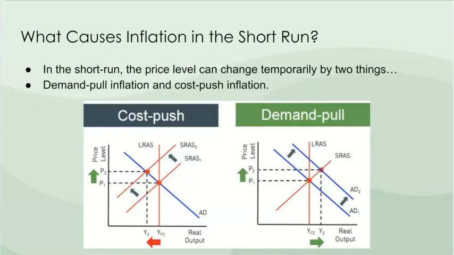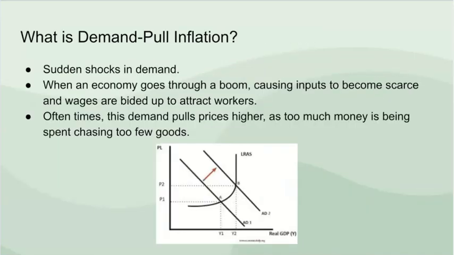So, as for inflation in the short run, the price level can change temporarily by two things. These two things being demand pull inflation and cost push inflation. So, we'll get into that a little deeper in the next slides. So, demand pull inflation can be described as sudden shocks in demand. Basically, when an economy goes through a boom, it causes inputs to become scarce and wages go up in order to attract more workers, because it's harder to find workers in a time like this.